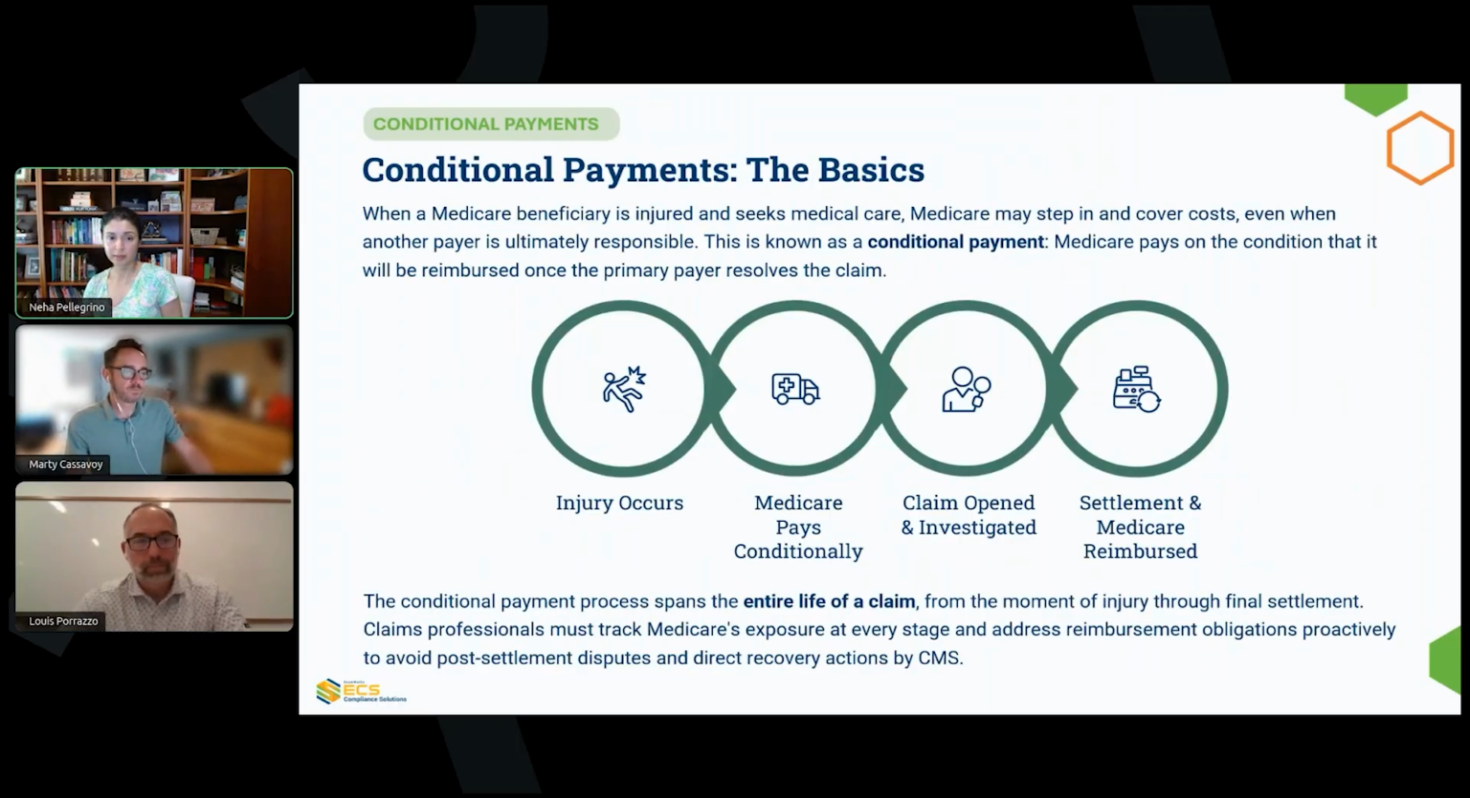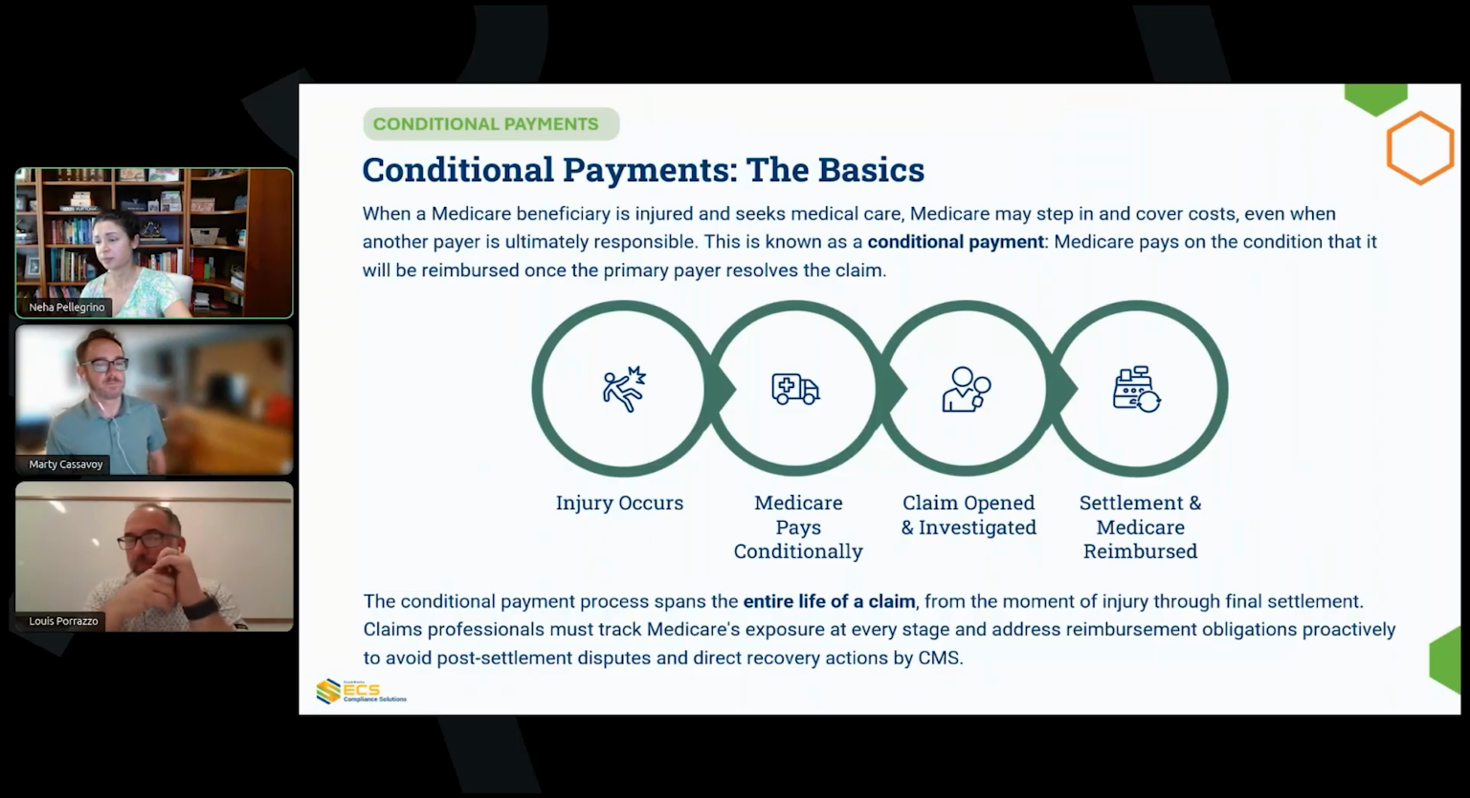Great. All right. So conditional payments, just a brief rundown: conditional payments are payments made by Medicare for services where another party is the primary payer. And conditional payments can be made by traditional Medicare or Medicare Advantage plans or even Part D plans. So here we have a very classic timeline.